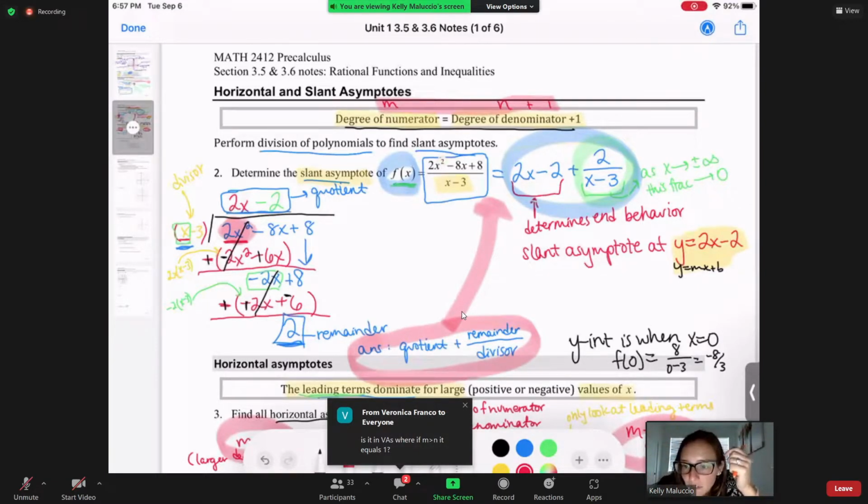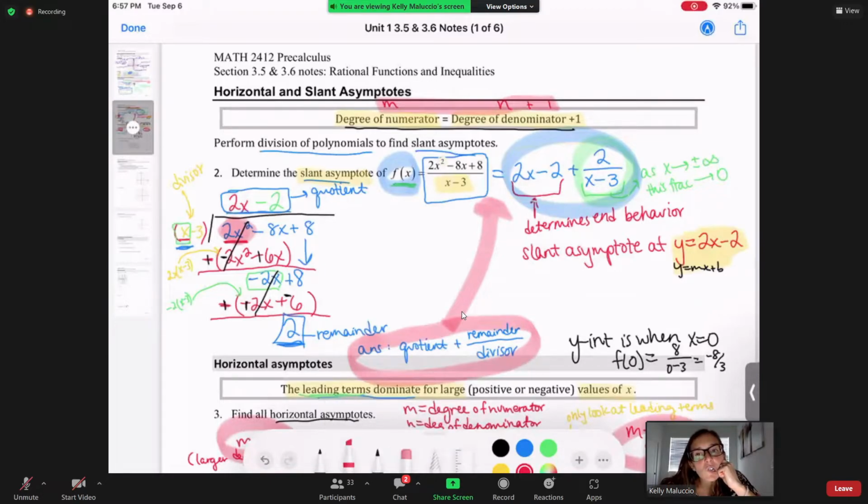Is it in VAs where if m is greater than n, it equals 1? I'm trying to think. I don't think so, because vertical asymptotes is just when the denominator equals 0. Oh, but if the numerator's, no, that's not. I can't remember what the rule was, but I feel like there was something in my last class where it would equal 1.